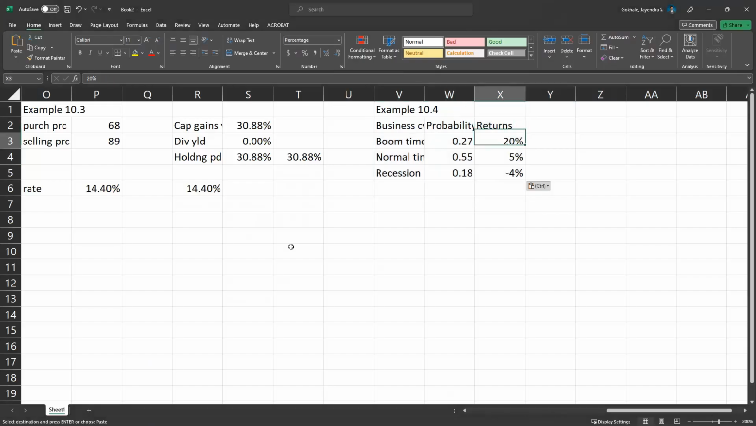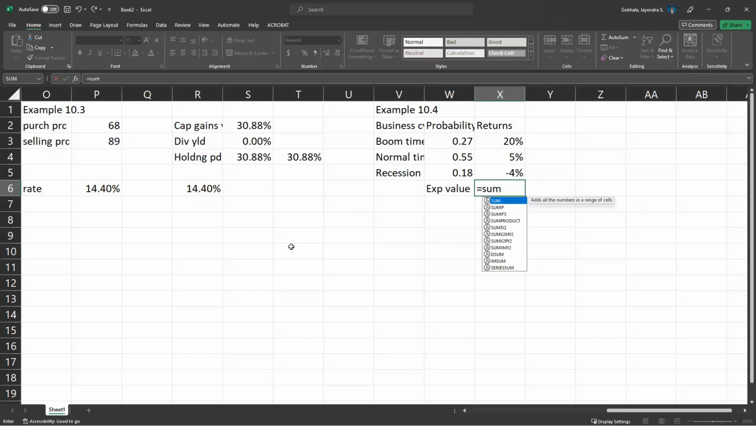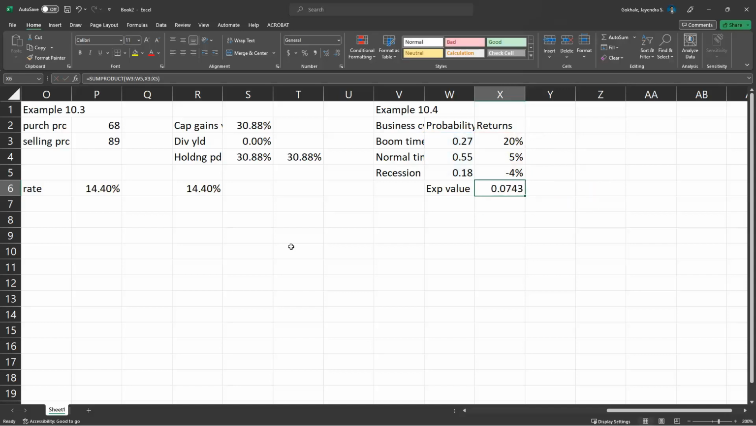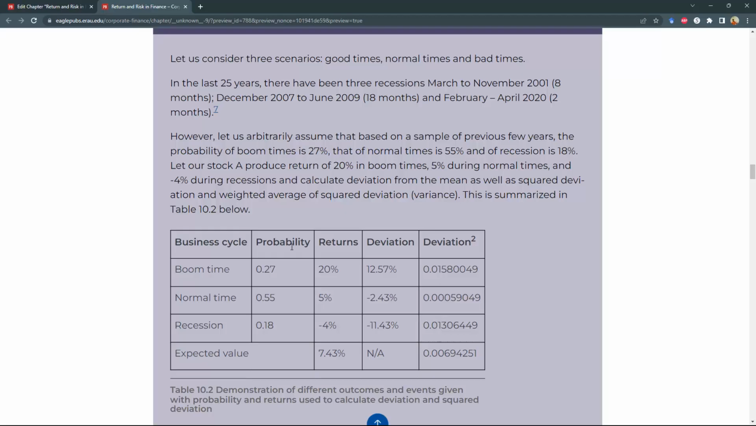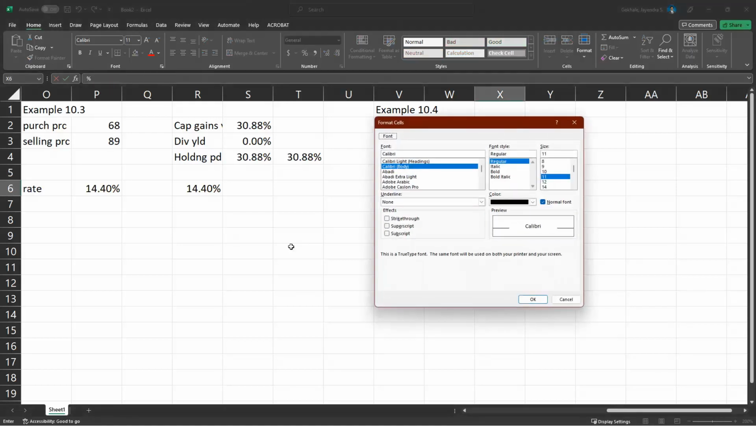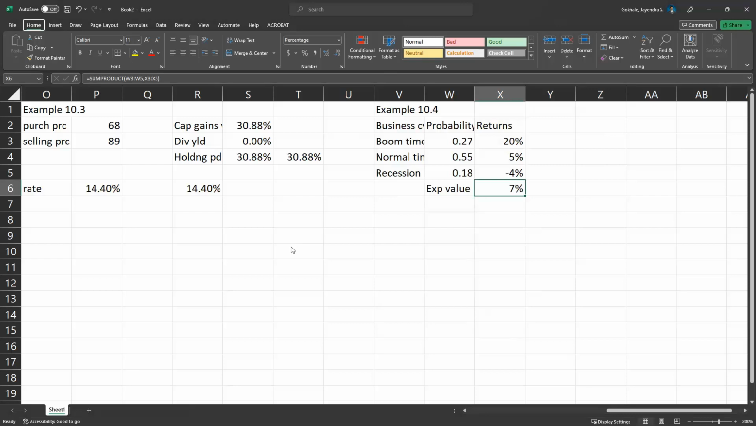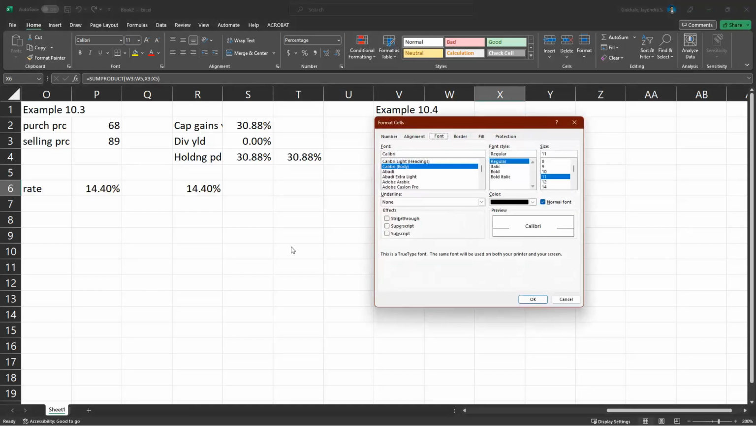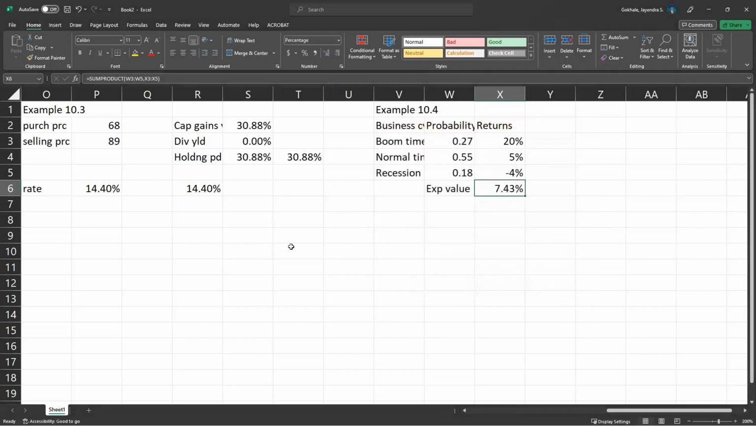So first of all, we find out the expected value. We call this the average or expected value, which is a weighted average of the returns, the probability weighted average of returns. So SUMPRODUCT is the function that we use in Excel of the probabilities and the returns. So that's the expected value of the return, 7.43%. So shift control 5, alt OE tab tab, oops. There you go.